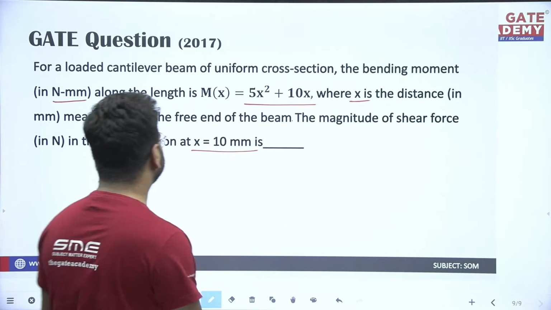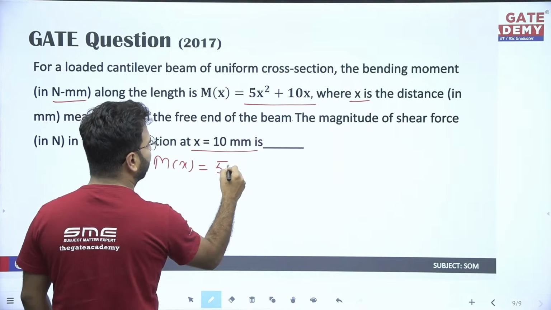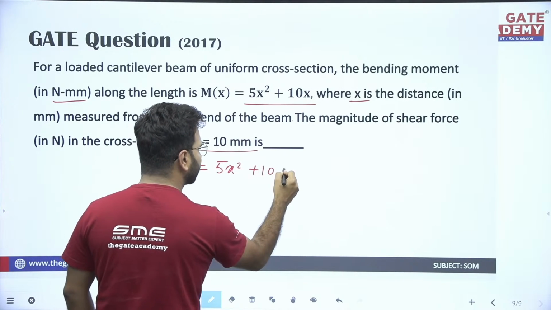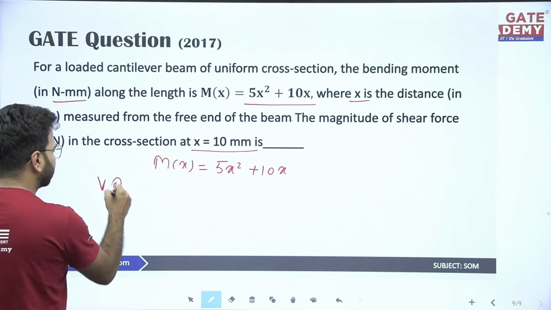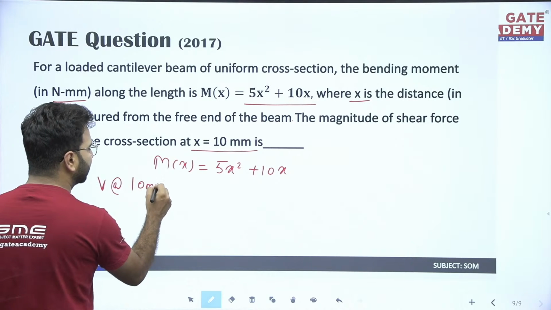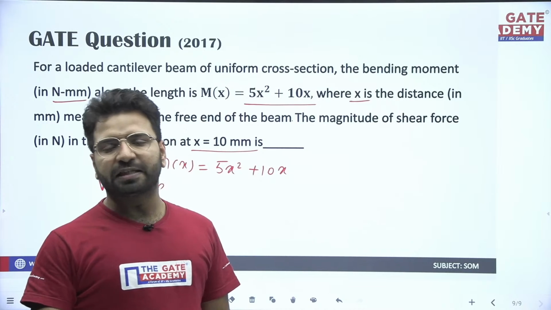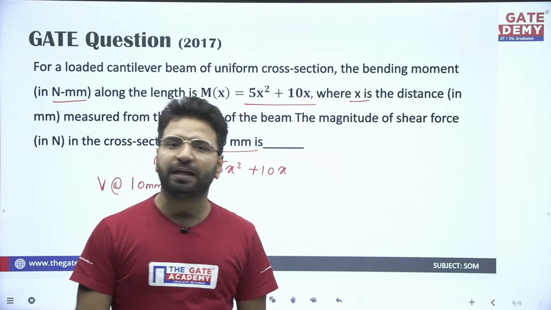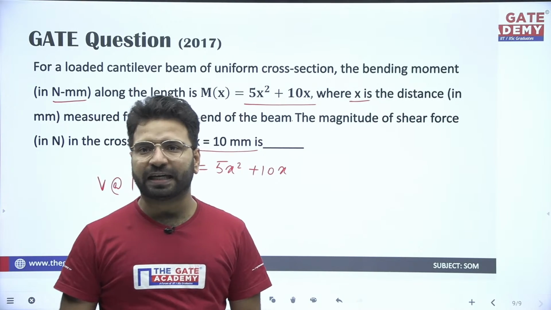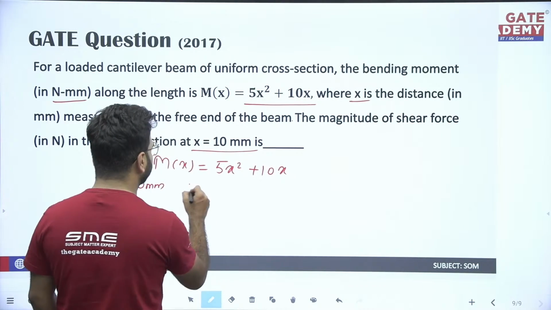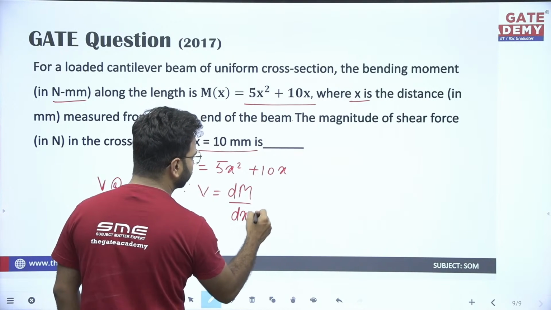In very rare questions, you need to use the pen. So you can see here what is given to you: Mx is given, 5x square plus 10x. What is the question asking? The shear force at x equals 10 mm. You know the relationship between shear force and bending moment: V equals dM by dx.